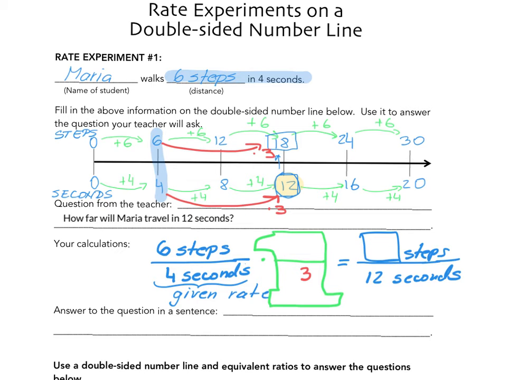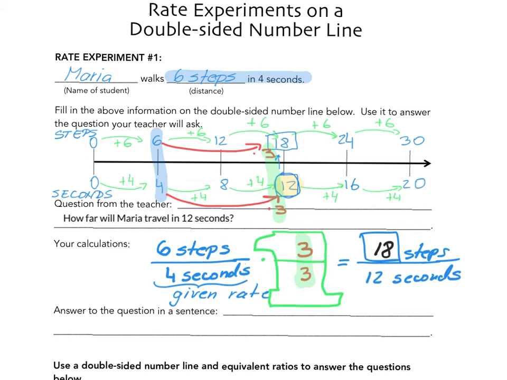So that's another way. Because this is a giant one, if I have 3 in the denominator, I'm going to have 3 in the numerator. So it's going to be the same number 3 here. And then 6 times 3, it's 18. And it's giving me the answer of 18 steps in 12 seconds. If I look up here now in the double-sided number line, I can see this giant one, 3 over 3. I can also see it here, 3 over 3. We can use multiplication to find the answer in the double-sided number line also.